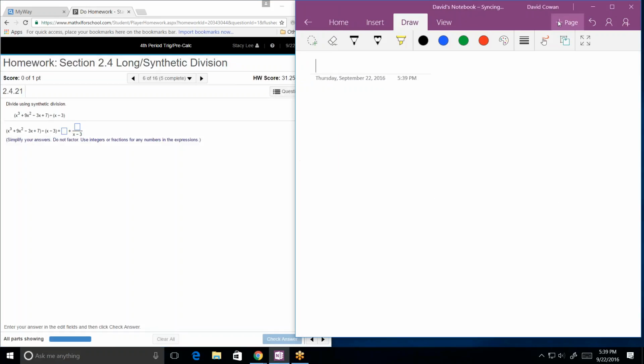Wow. This is one of the few subjects where I can actually do it by phone and I don't need my drawing tablet. But I'm telling you, there's not very many subjects that fit that description. This one, they want you to do it synthetic division. And the polynomial is x cubed plus 9x squared minus 3x plus 7. And the divisor is x minus 3.